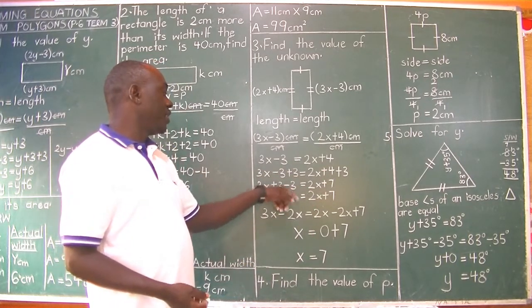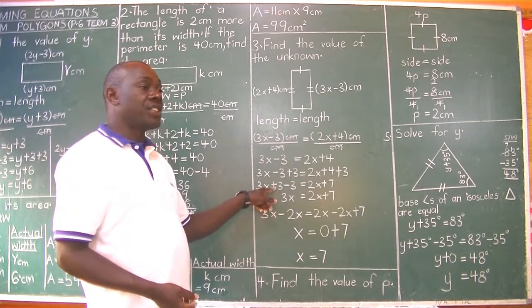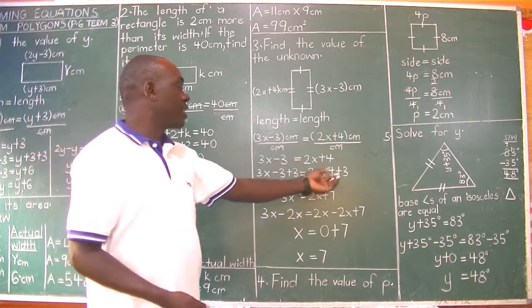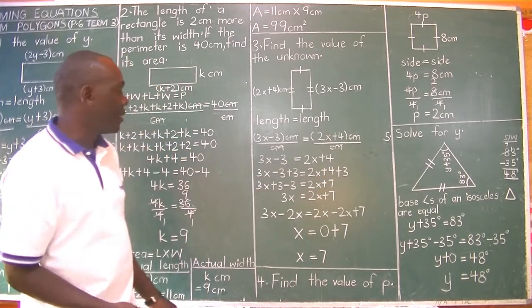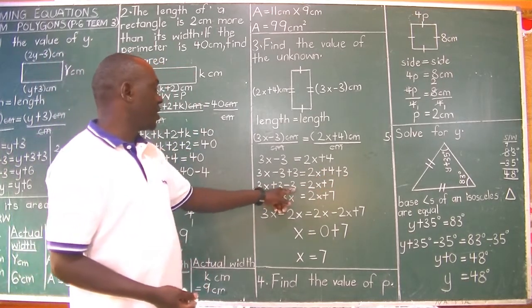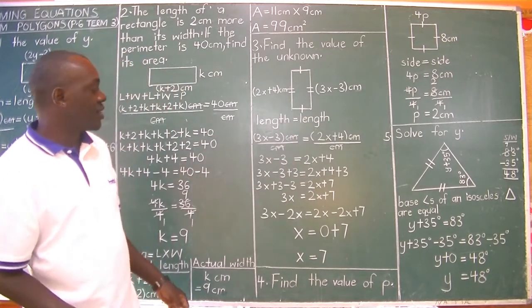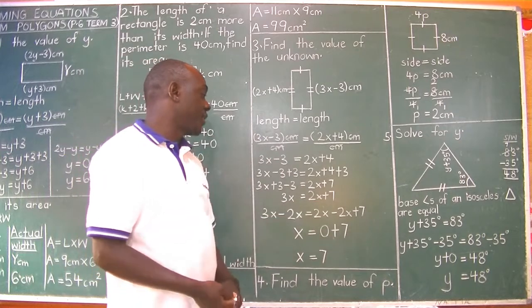Now interchange minus 3 plus 3 to plus 3 minus 3. So that's 3x plus 3 minus 3 equals 2x plus the sum, which is 7 there. Now 3 minus 3 is a 0. We forget this and remain with 3x this side. So 3x is equal to 2x plus 7.